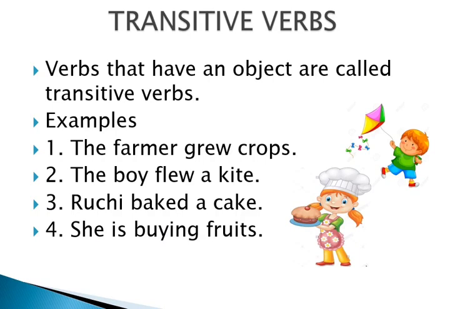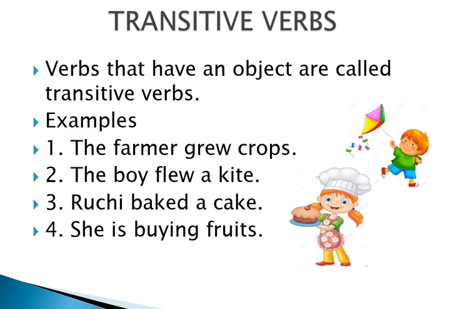I'll give you some examples. The farmer grew crops. So the farmer is your subject, grew is your verb, and crops is your object. What did the farmer grow? Crops. Who grew crops? The farmer. The boy flew a kite. Who flew a kite? The boy. What did the boy fly? A kite. So you have your subject and you have your object.